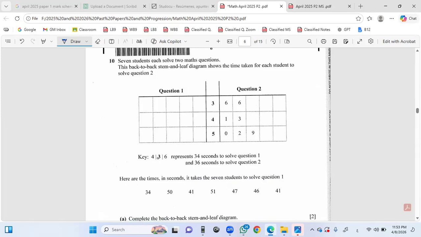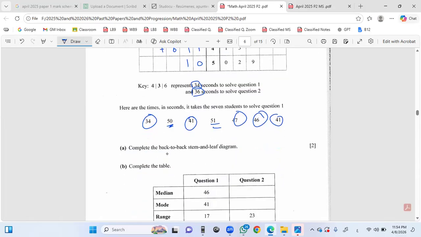Here they're telling you that the key, to solve question 1, it is 34, while to solve question 2, it is actually 36. So they are telling you that the stem is here the tens. So let's complete the data. For 3, I have 34 only, so I'm going to write here 4. And for 4, I have 41, and 41 again, and I got 46 and 47. You got here 5, which is 50 and 51.